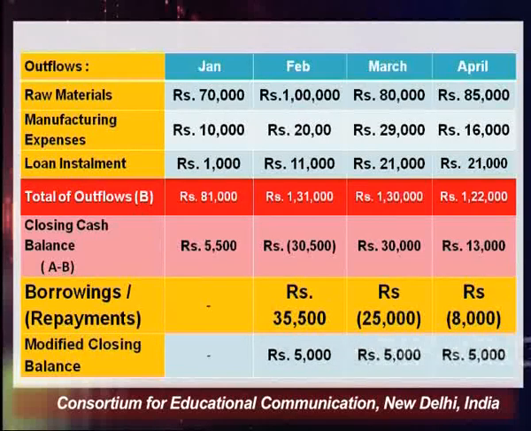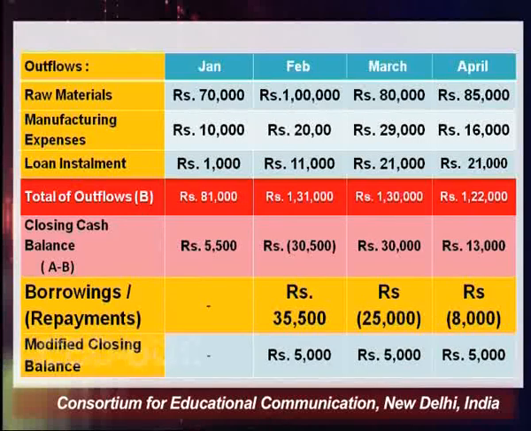So in case there is some shortfall, we'll have to take a loan, and the question has suggested that borrowings can be made in multiples of rupees 100. When we followed the same process for the month of February, what is happening? There is a deficit of rupees 30,500. Our outflows actually exceeded the inflow. They are greater than the inflow. So there is a deficit of rupees 30,500.